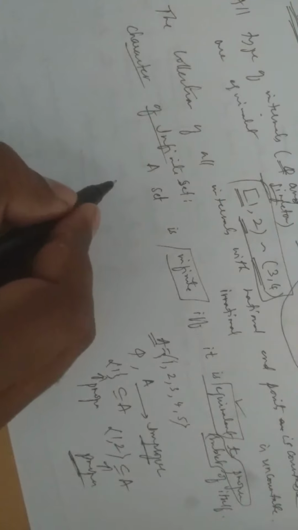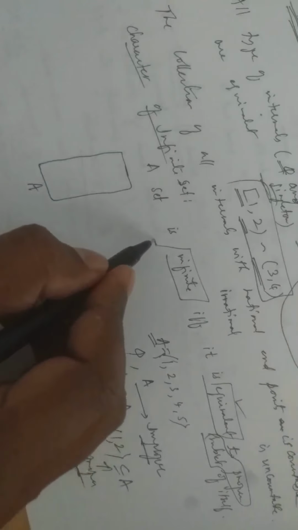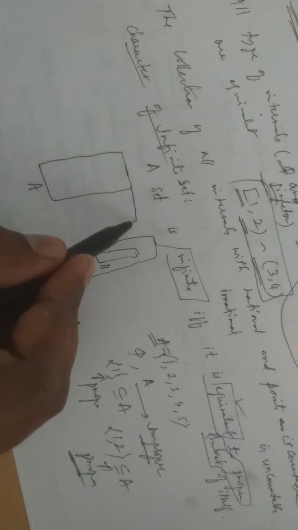So what is this saying? A set is infinite if and only if it is equivalent to a proper subset of itself. For example, let A be an infinite set, and consider a subset of it. Let me say this is A and B is a subset of A. If A is infinite, then A is equivalent to the proper subset B. So A can be made equivalent to this. Then we say that it is an infinite set.